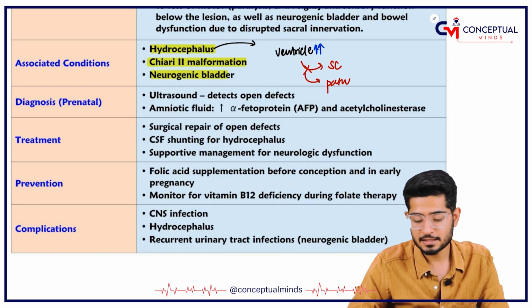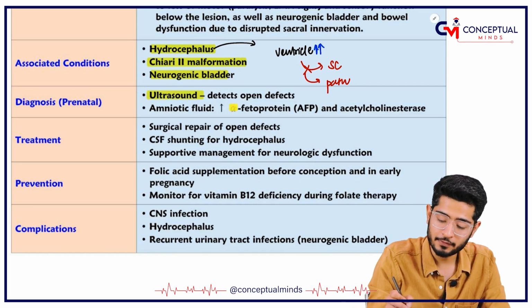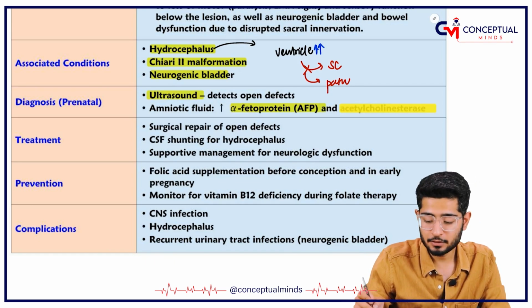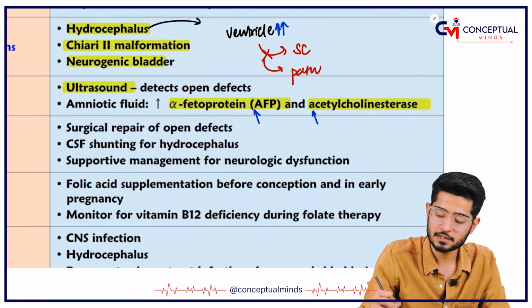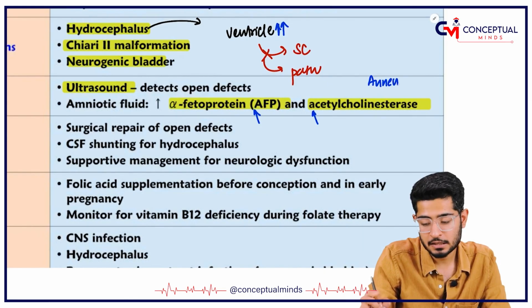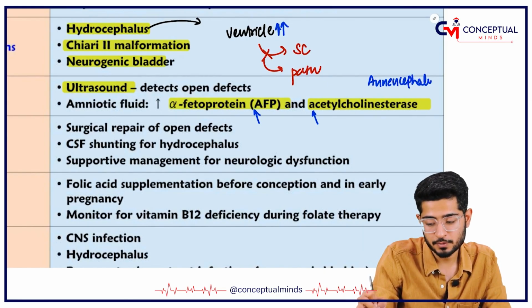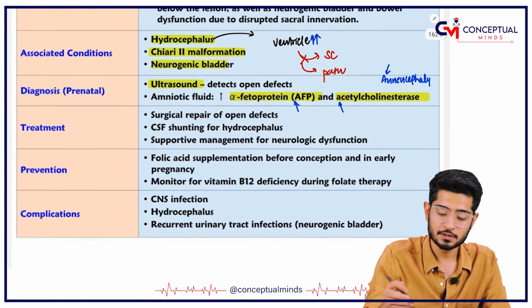How will you detect this? Of course, USG, alpha-fetoprotein, and acetylcholinesterase are important to detect it. The way we used to remember it is this is also A, this is also A, and in fact anencephaly is also because of the letter A. So these are important things.